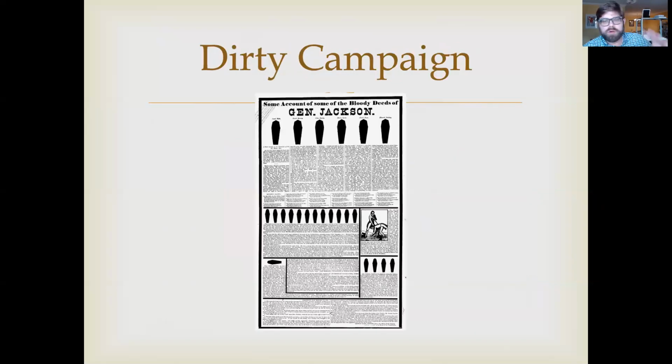Both sides end up running really dirty campaigns. Here are the bloody deeds of General Jackson, right? Adams supporters accuse Jackson of killing many people. I mean, he has killed many people, but they do exaggerate it. They accuse him of polygamy, or bigamy, I guess, because technically he married his wife before she had been divorced, although they were unaware that she was still married.